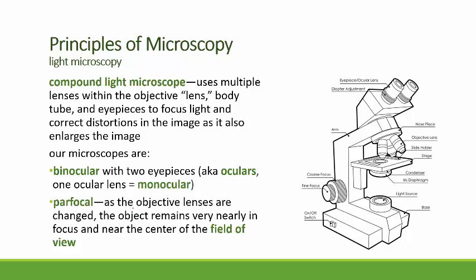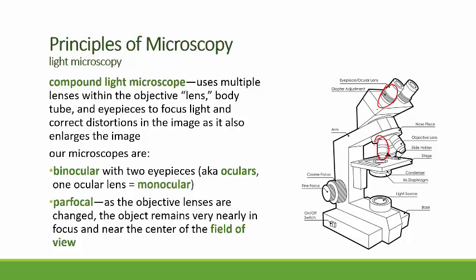Okay, so we'll wrap up this section then by talking a little bit about the light microscopes and the anatomy and physiology of light microscopes. So we're going to be using a compound microscope. That means that there are multiple lenses within both the objective lens and then here at the oculars. So we're using multiple lenses to focus the light and correct for the distortions that occur in the image as we enlarge it, as we magnify that image.